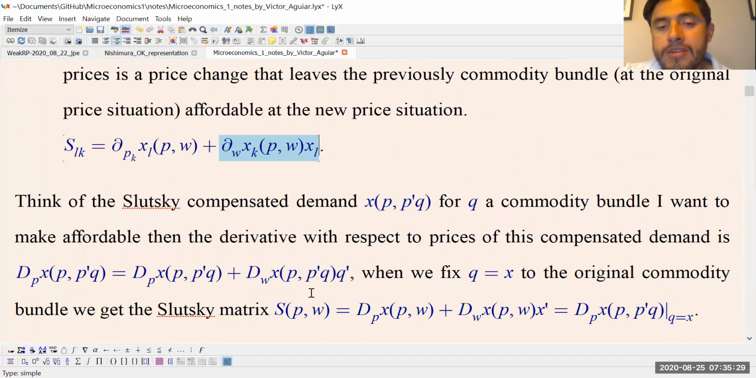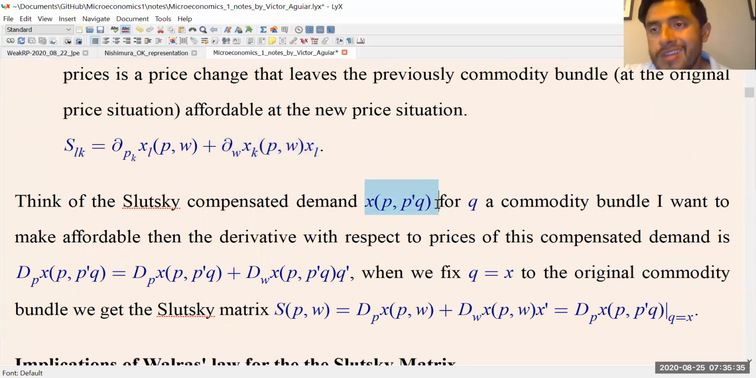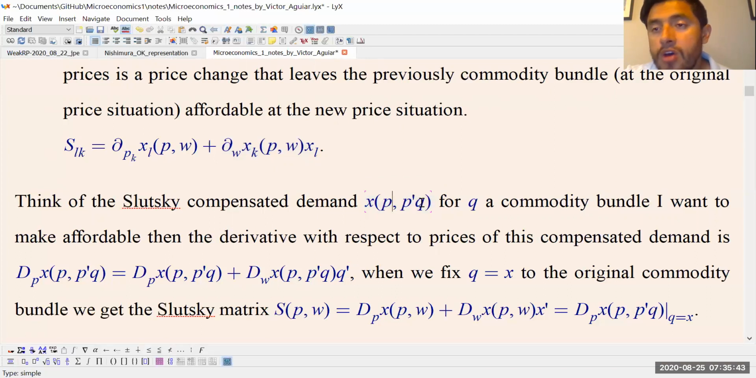So think of the Slutsky compensated demand function. I'm going to introduce now a new object that I call the Slutsky compensated demand. This object is different because I take the demand function, the original one I studied before, with prices, and I have now a commodity bundle Q. This Q is a commodity bundle that I want to make affordable. So in particular, whenever I change prices, you will always be able to purchase commodity bundle Q, okay? That's why you're compensating this consumer, because this consumer is always sure that he can purchase Q.